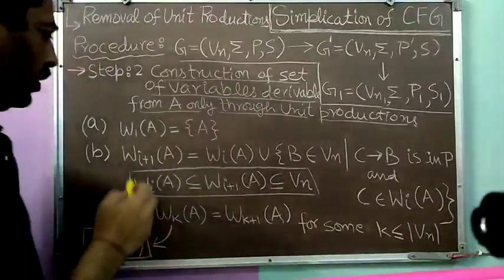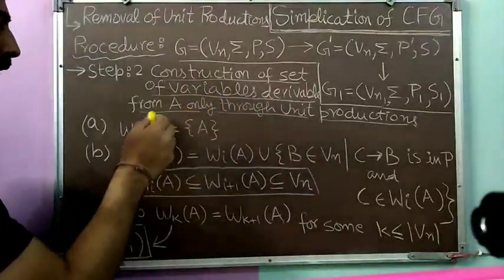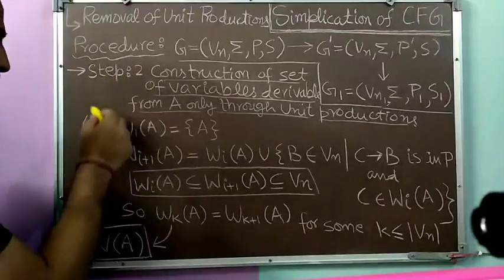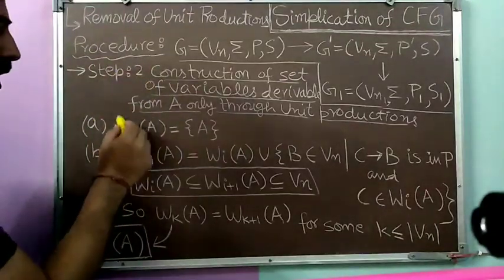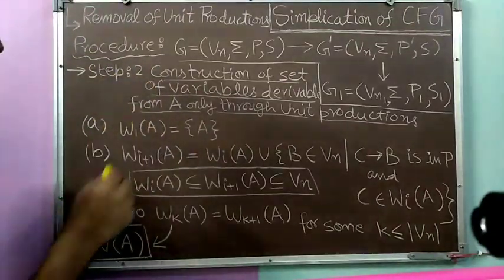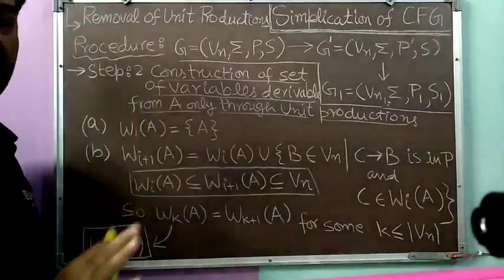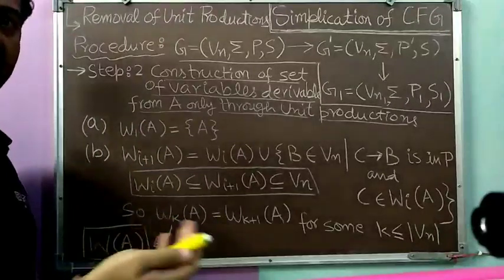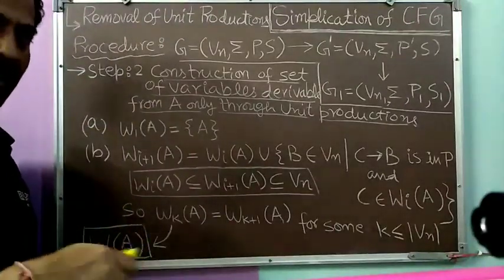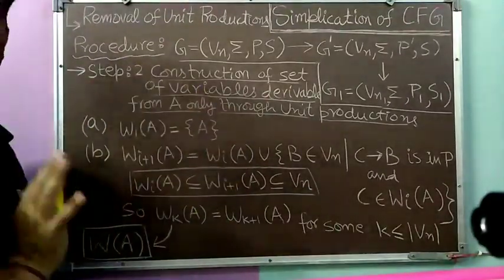So we have taken one variable A. Our first step in this step 2 will be the construction of W1. We'll find W1 of A, and W1 of A will always be A, because every variable is reachable from itself without any production, so A will be included.